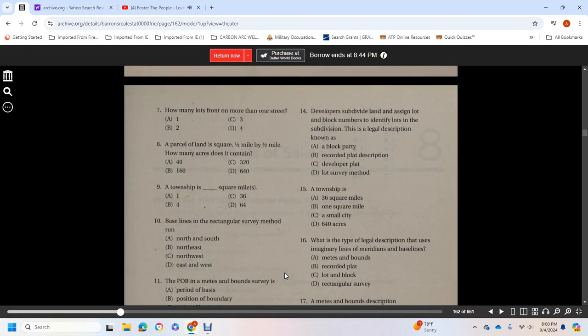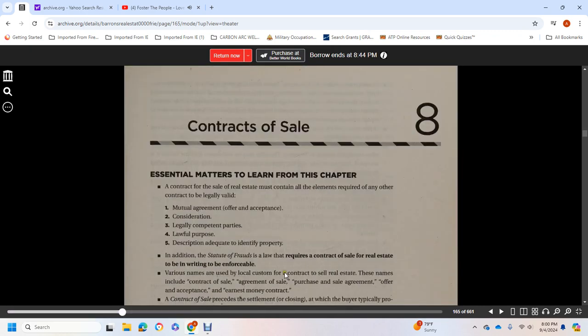That's the end of Chapter 7. Chapter 8, Contracts of Sale.